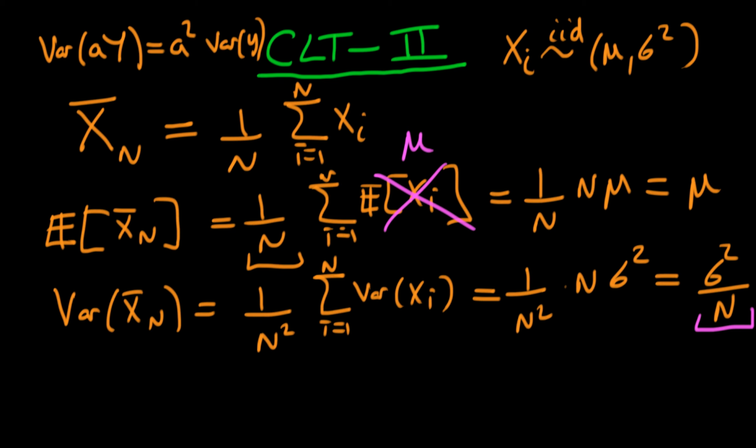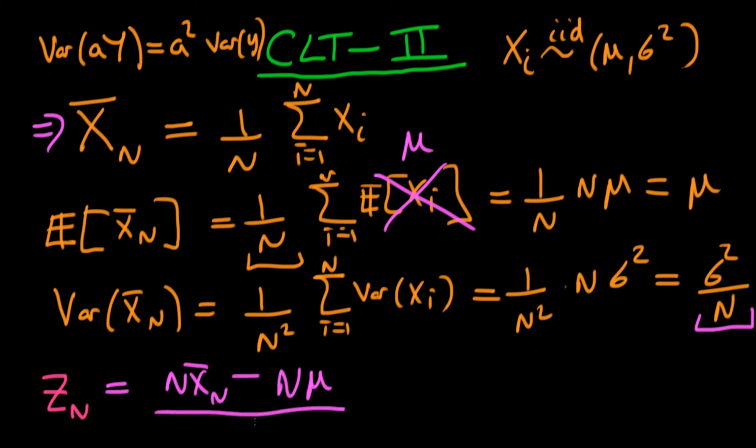Okay, so the next step we need to make is to convert our sample mean into something which has a mean of zero and a variance of one. And that process is known as standardizing the random variable. So if we standardize the sample mean, Zn is going to be equal to n times x bar n minus n times mu, all divided by root n times sigma. And it's quite easy to then go ahead and prove that Zn actually has a mean of zero and a variance of one.